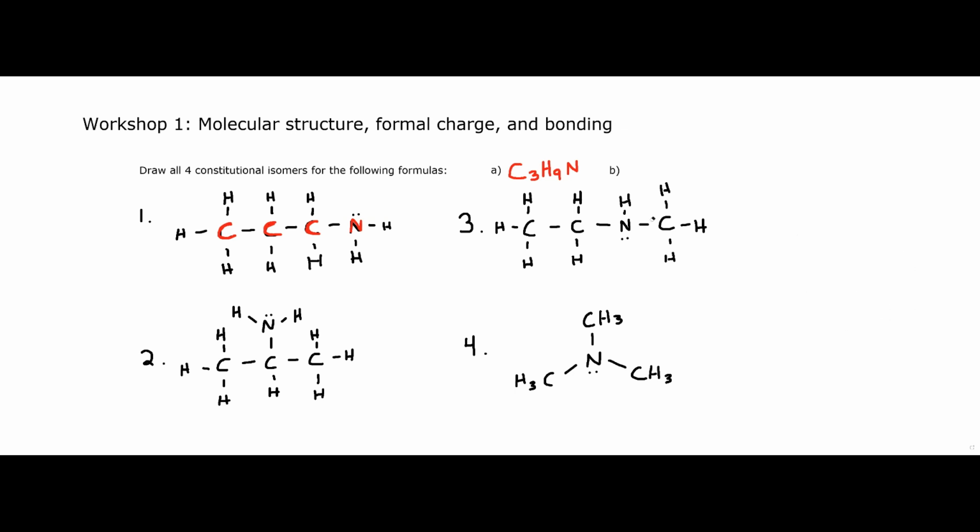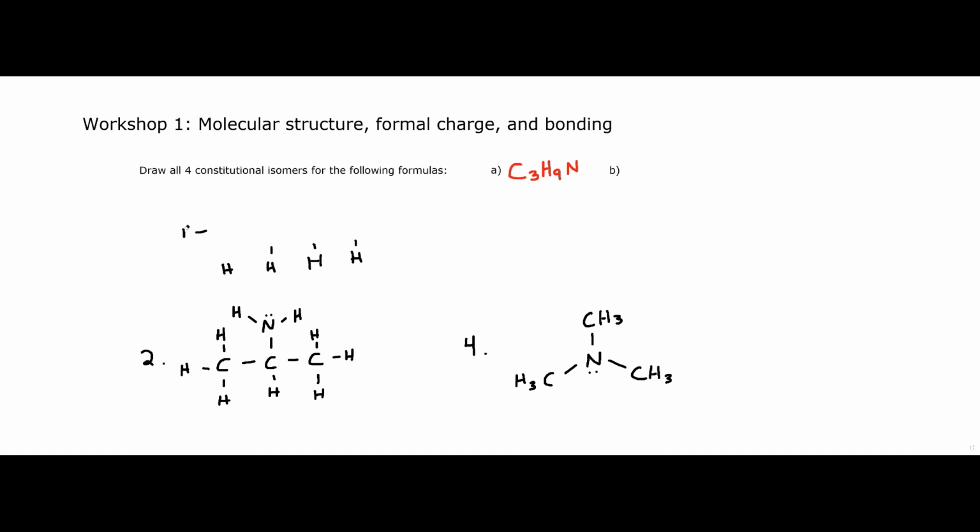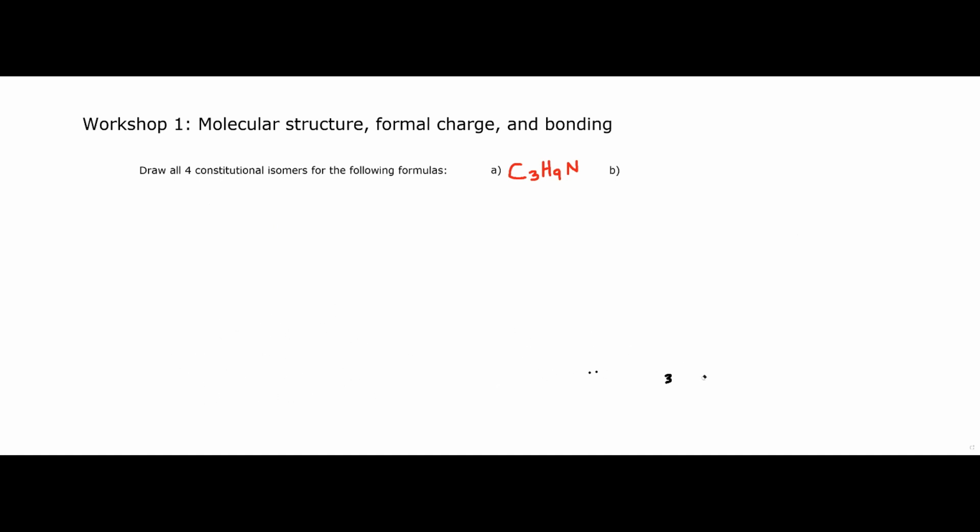Okay, let's take a look at the second problem here. Let's see, what's our second problem here? C3H6Cl2. So in this one, we have two chlorines. And we should remember, let me write this up here, C3H6Cl2.